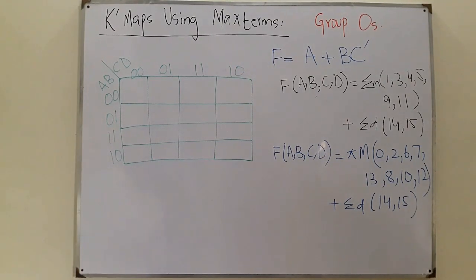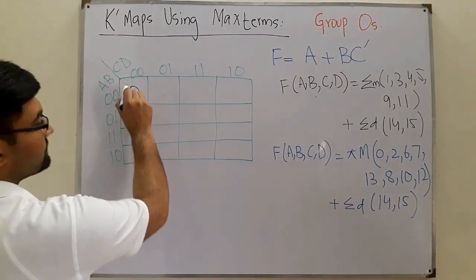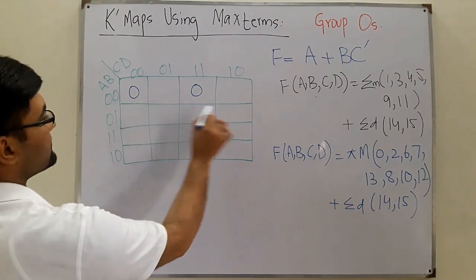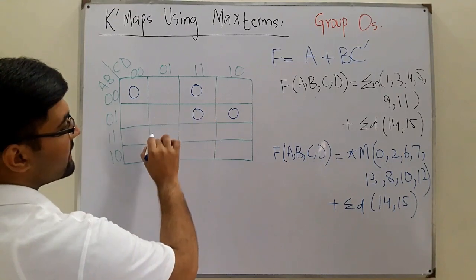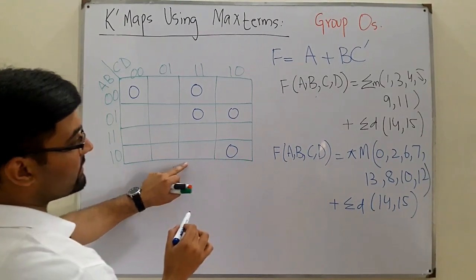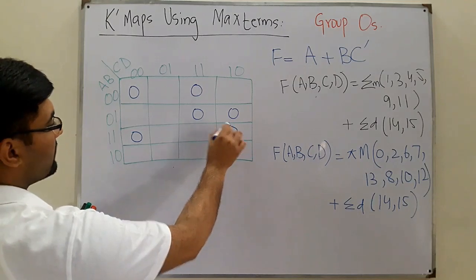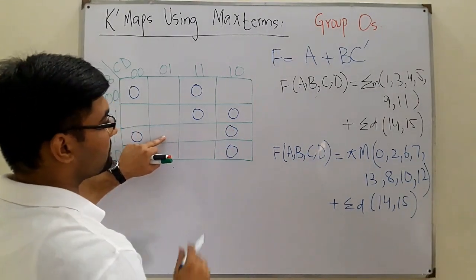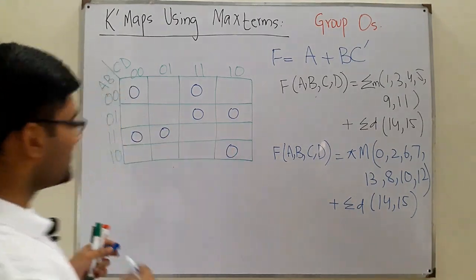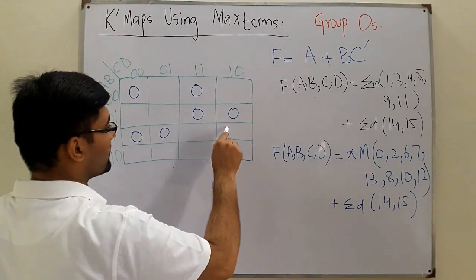So now filling them, okay? So you have the max term 0 as a 0. Max terms 1 and 2 are 0. Then you have 3, then 4, 5, 6, and 7 are 0. This is 6, this is 7. Then this is 8, 9, 10 is 0. This is 11, 12 is this one. Then you have 13 as 0, 12 is this one, 13 is this one, and then you have 14 this one and 15 this one. So now 14 and 15 are don't cares, they are don't cares, all right, X.